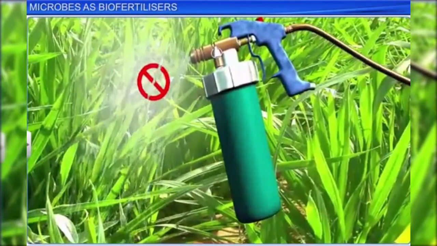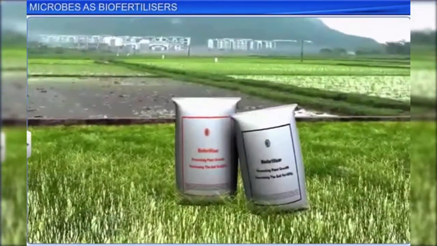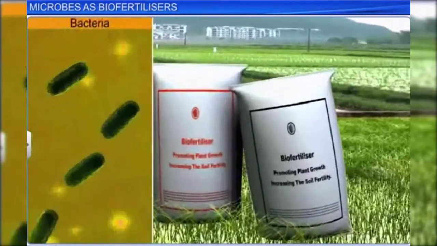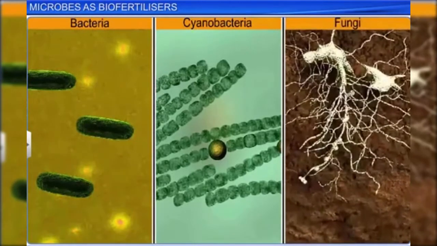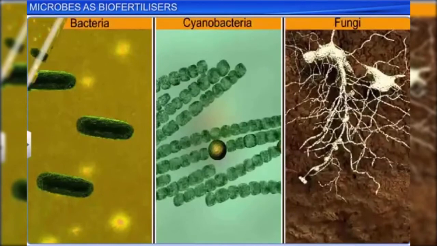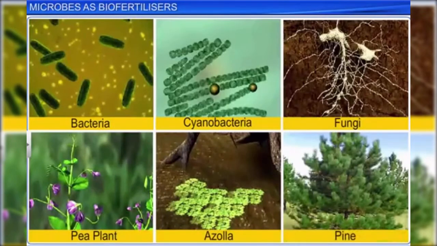Did you know that it was Sir Howard's writings that formed the basis of organic farming? Which is why he is also regarded as the father of organic farming. Biofertilizers are substances containing living organisms such as bacteria, cyanobacteria, and fungi that promote plant growth naturally by increasing soil fertility. Moreover, they sometimes form symbiotic associations with plants and aid in inorganic nutrient uptake by the plants.